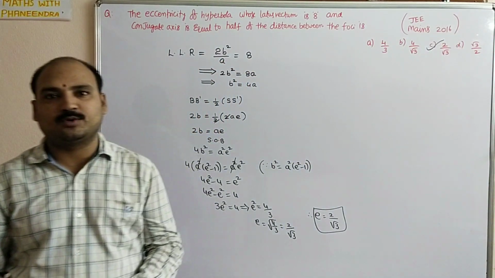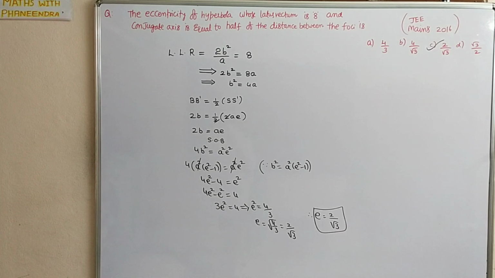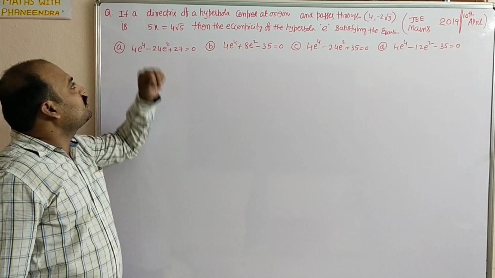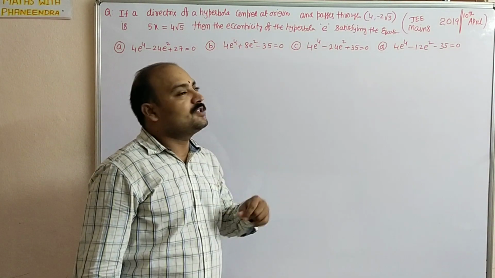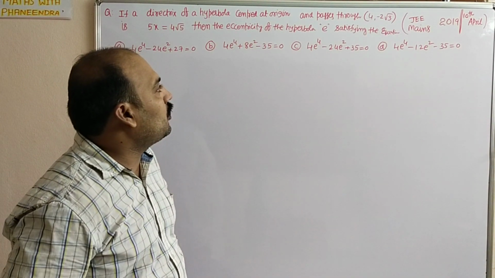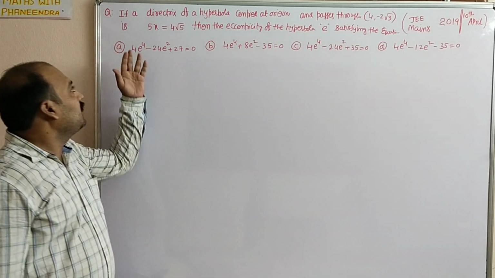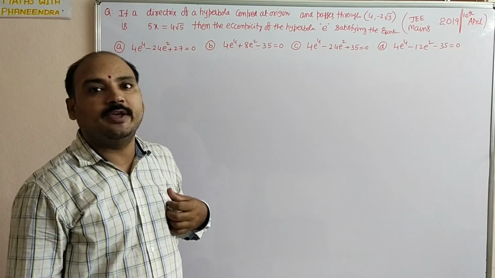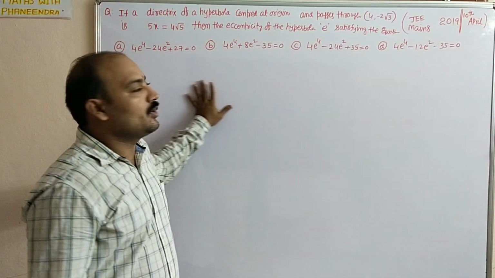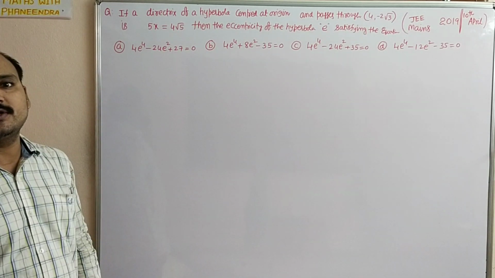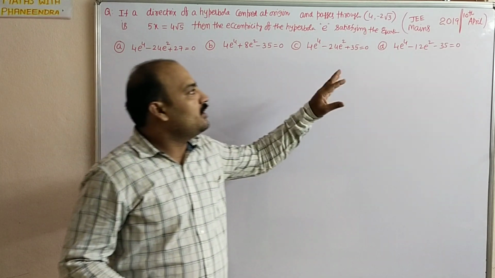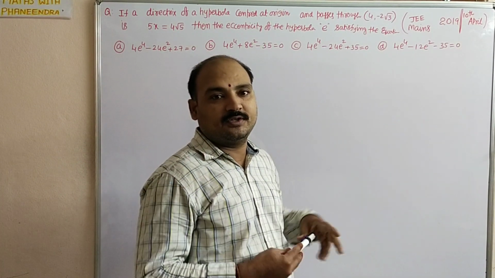We will move to the next question. If a directrix of a hyperbola centered at origin and passing through the point 4 comma minus 2 root 3 is 5x equal to 4 root 5, then the eccentricity of the hyperbola e is satisfying the equation. We need to calculate the value of e. This question was given in JEE Mains 2019, 10th April.